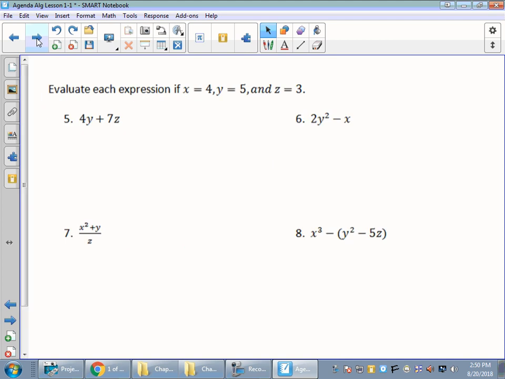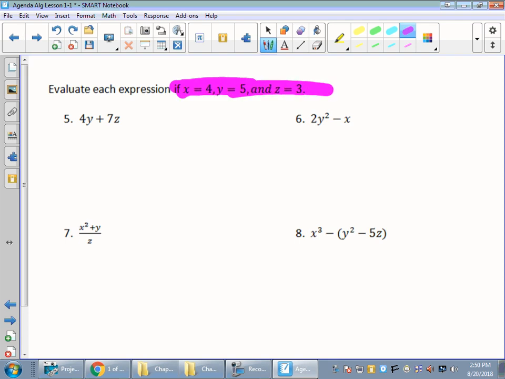Next, evaluate each expression. So in this case, like we talked about at the beginning, this is where we're going to use substitution. So I'm going to highlight this as well, that this is the actual place where we're going to use these numbers to answer these questions. And I'm only going to do one for this one. Let's just do number 7 down here, just to get an idea. And again, you can use the other ones to practice.